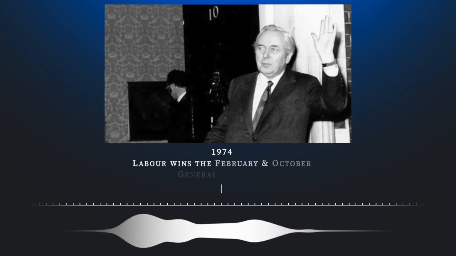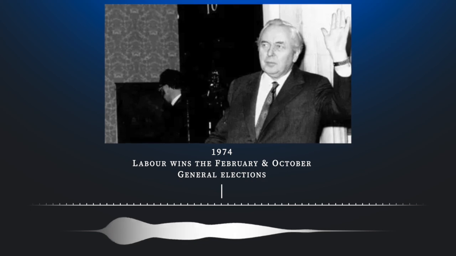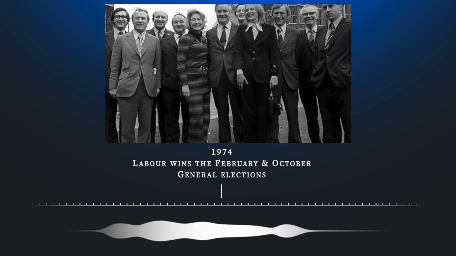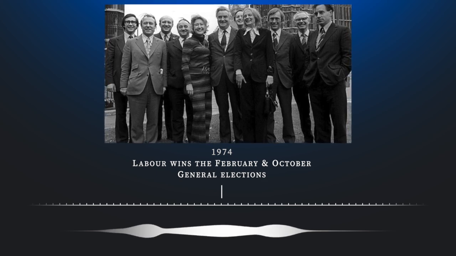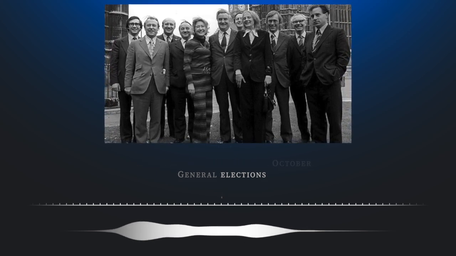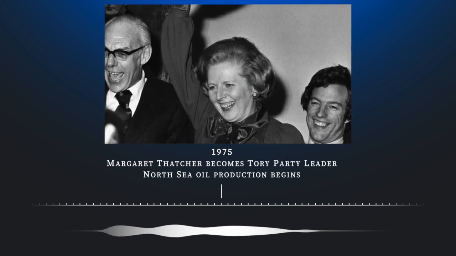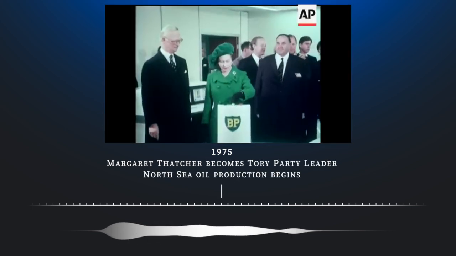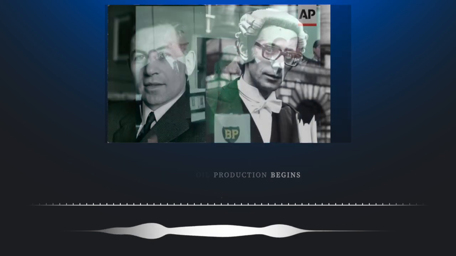1974. Labour wins the February general election and forms a minority government. The SNP secures 7 seats. In October, Labour wins a majority. The SNP seats increase to 11. 1975. Margaret Thatcher becomes leader of the Conservative Party. North Sea oil production begins, contributing 3% to UK GDP.